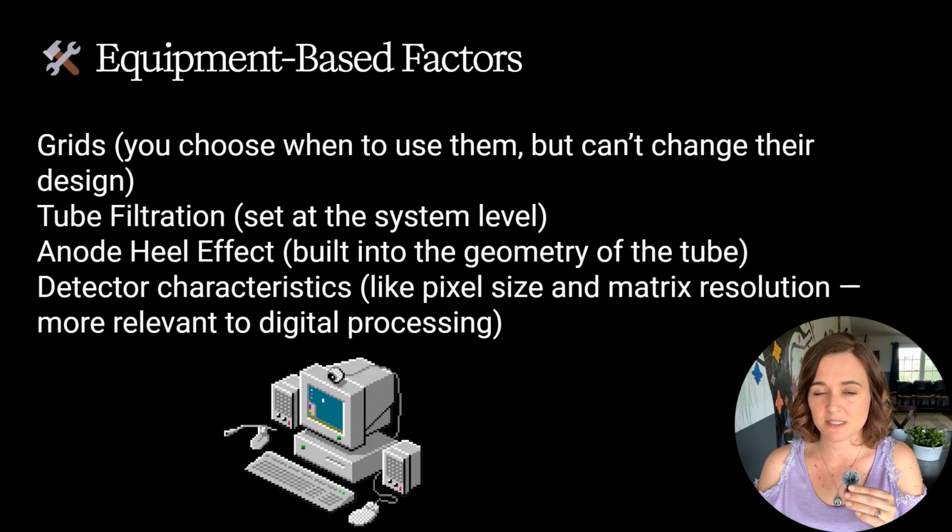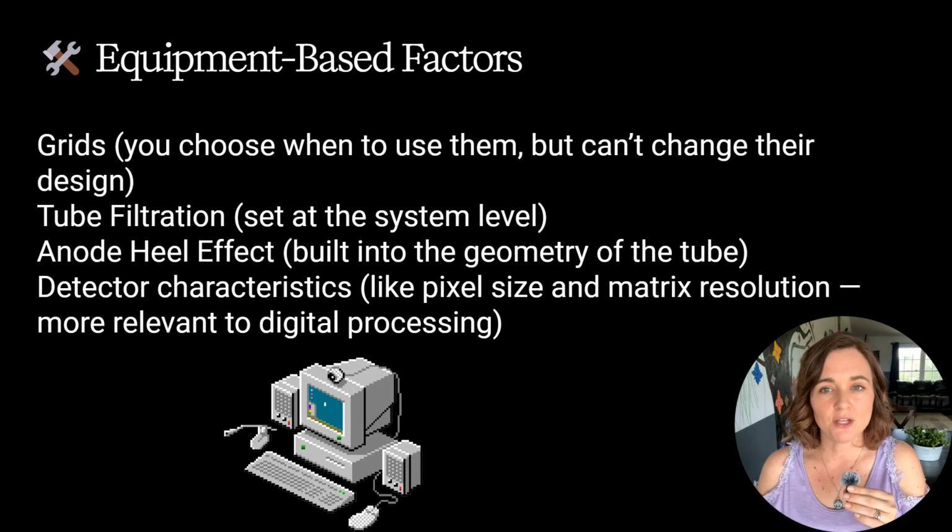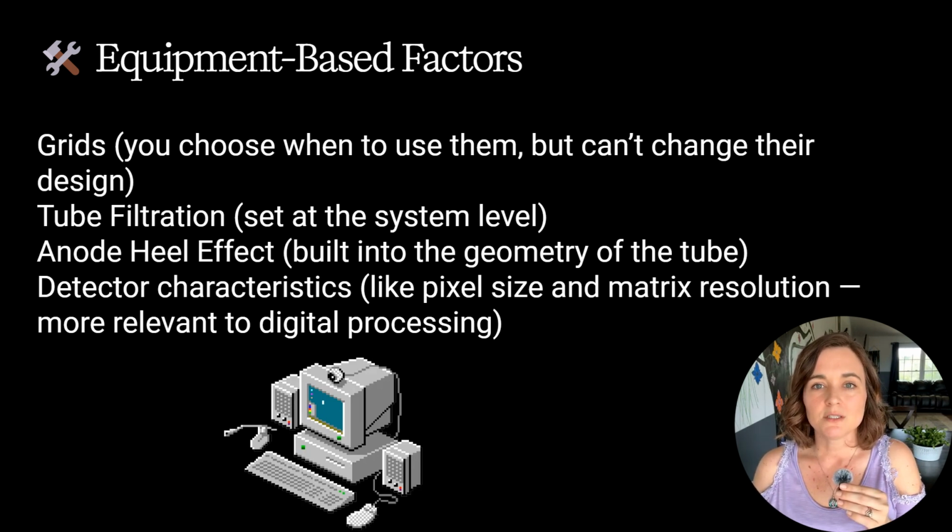Next up, we have equipment-based factors. Grids. You choose when you use them, but you can't change their design. Tube filtration. That's set at the system level. Your anode heel effect. That's built into the geometry of the tube. Detector characteristics like pixel size and matrix resolution are more relevant to digital processing. These are important to understand, but not something you adjust in the moment. They're part of the system design or manufacturer specs.